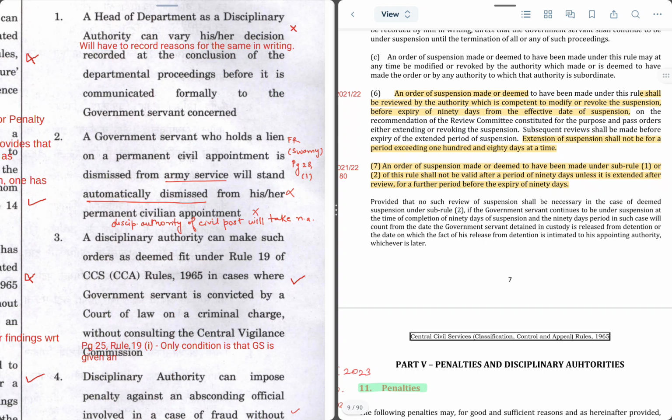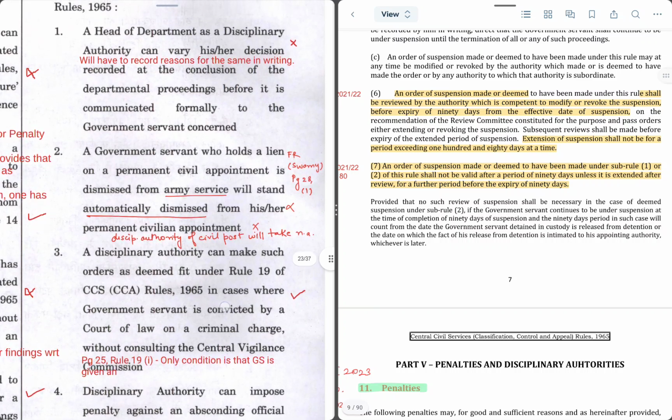तो लीगन होल्ड कर रखा है सिविल पोस्ट पे, आर्मी से डिसमिस कर दिया तो क्या सिविल सर्विस से भी, सिविल पोस्ट से भी डिसमिस हो जाएगा ऑटोमेटिकली? इसका आंसर है नो. ये आपको मिल जाएगा फंडामेंटल रूल्स कंपाइलेशन में स्वामी के पेज 28 पे पैरा 1 में दिया हुआ है गवर्नमेंट ऑफ इंडिया का क्लैरिफिकेशन इस रिगार्ड.